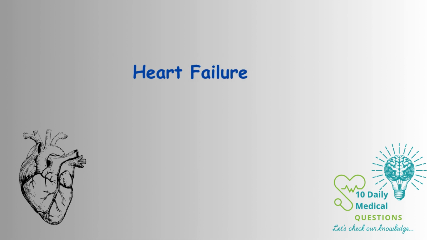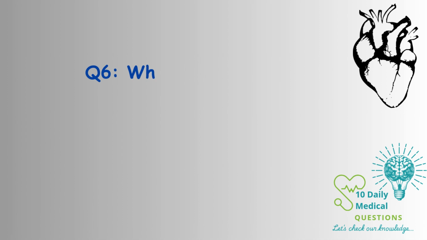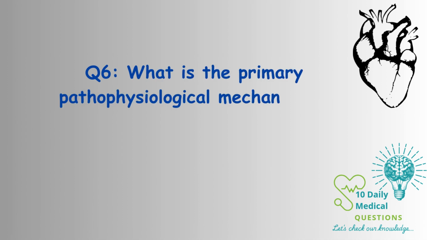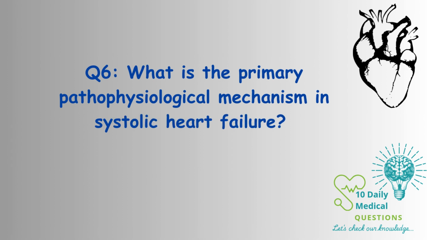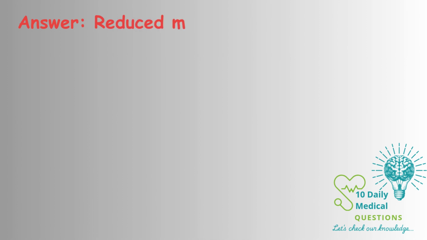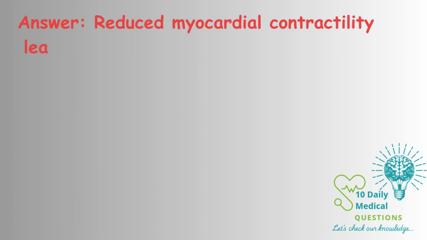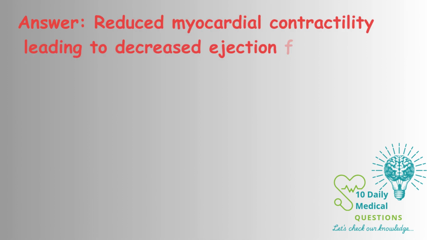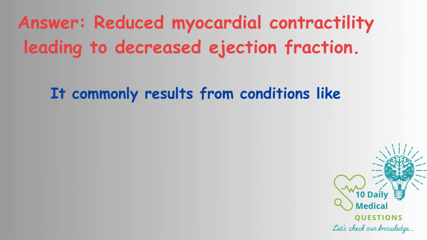So now let's go through some questions on heart failure. Question 6. What is the primary pathophysiological mechanism in systolic heart failure? Answer: reduced myocardial contractility leading to decreased ejection fraction. It commonly results from conditions like myocardial infarction or dilated cardiomyopathy.